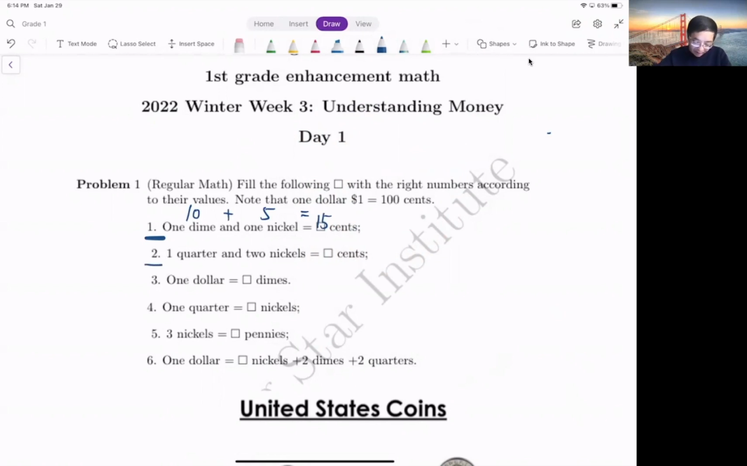1 quarter and 2 nickels, put together, equals to how many cents? 1 quarter, we know it's 25 cents, and 2 nickels, each nickel is 5 cents, right? So plus 5 and plus 5. We know 5 plus 5 is 10, right? So this put together equals 10, and then we just get 25 plus 10, and this one is 35. So the answer is 35. Okay, so 35 cents. Put it here.